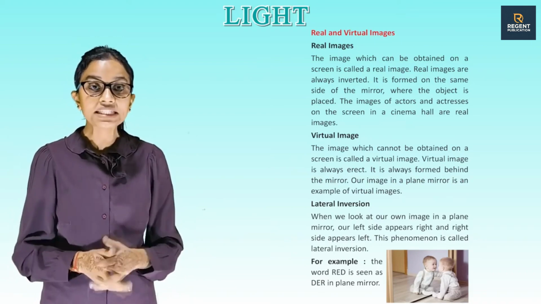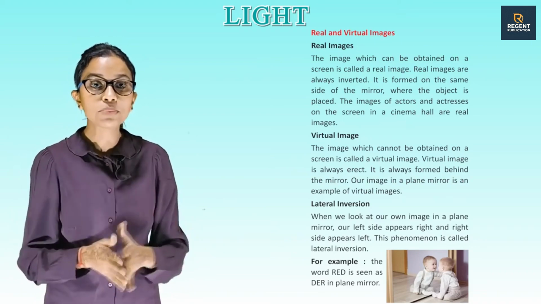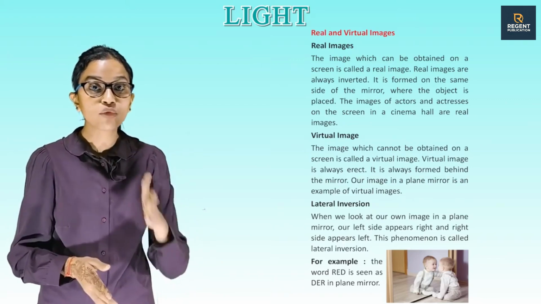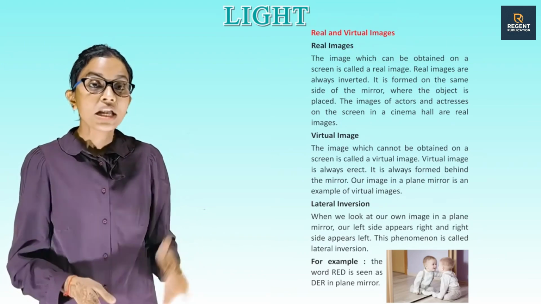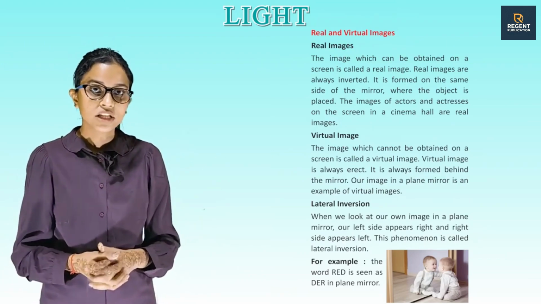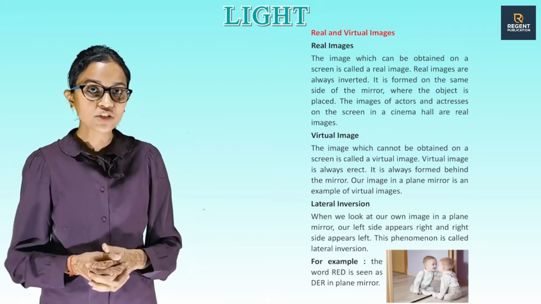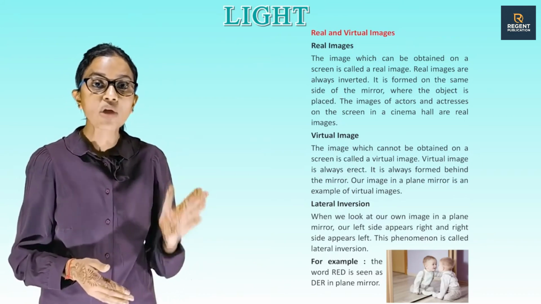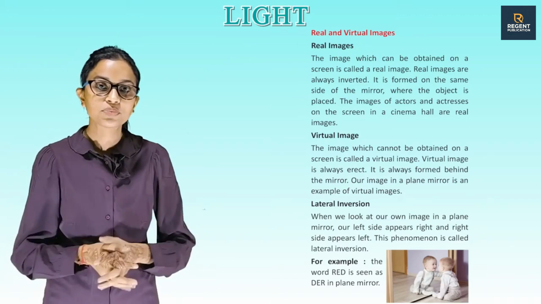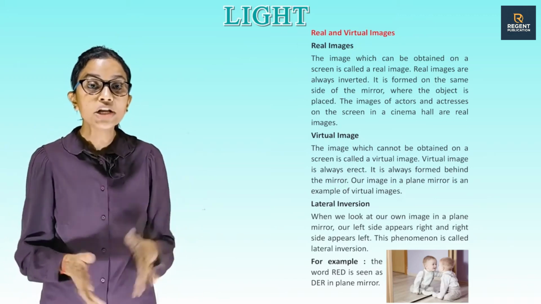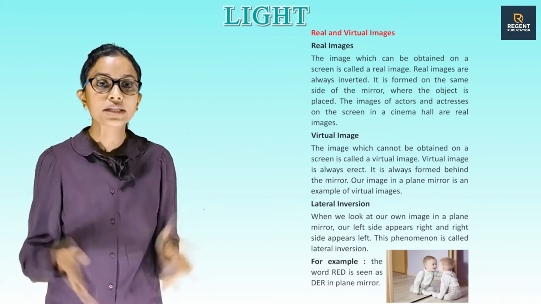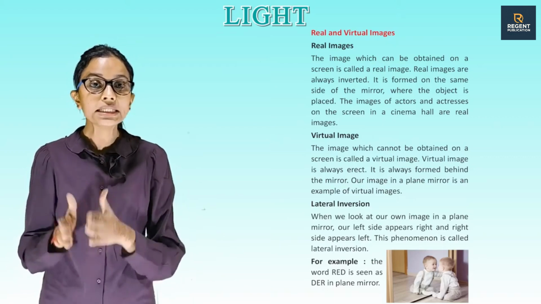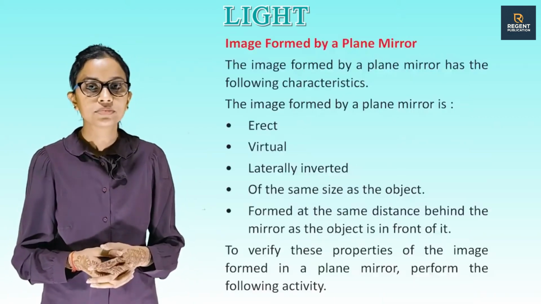Virtual image is always erect. It is always formed behind the mirror. Our image in a plane mirror is an example of virtual image. Lateral inversion. When we look at our own image in a plane mirror, our left side appears right and right side appears left. This phenomenon is called lateral inversion. For example, the word RED is seen as DER in a plane mirror.